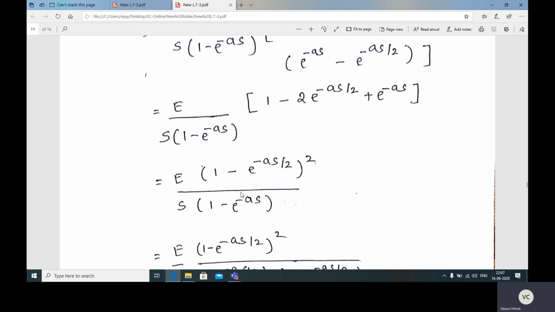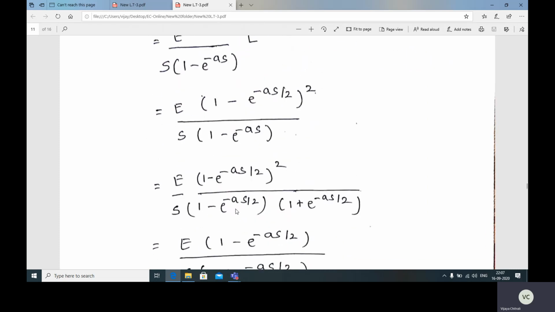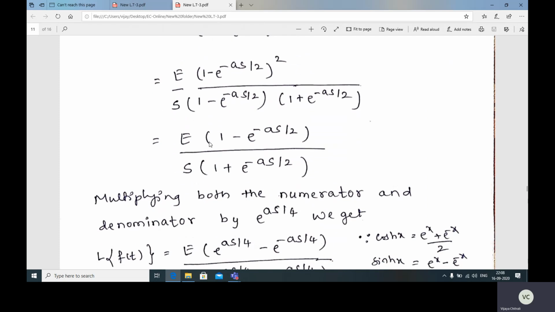And in the denominator, we can write this as 1 square minus e raised to minus as divided by 2 raised to 2, which is a square minus b square type. So we'll write this as a plus b, a minus b. So E into 1 minus e raised to minus as by 2 whole squared, divided by s into 1 minus e raised to minus as divided by 2, 1 plus e raised to minus as divided by 2. So 1 factor cancels, left with E into 1 minus e raised to minus as divided by 2 whole divided by s into 1 plus e raised to minus as divided by 2.